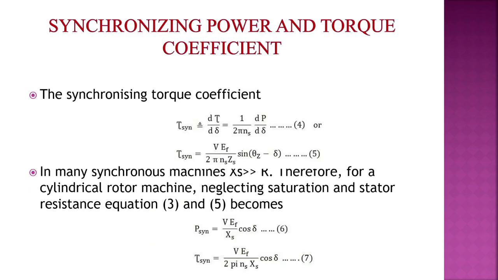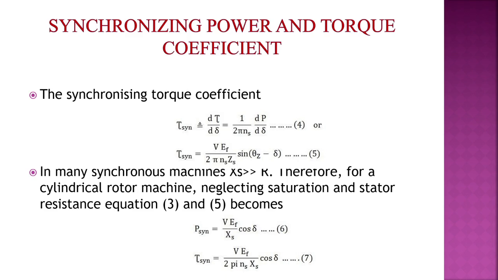The synchronizing torque coefficient is given by T sin is equal to dτ by dδ, that is 1 by 2π ns dP by dδ, or T sin is equal to V E_F by 2π ns Zs sin of (θz minus δ). So in many synchronous machines, Xs is very much greater than R.